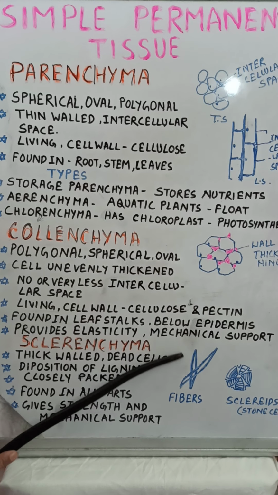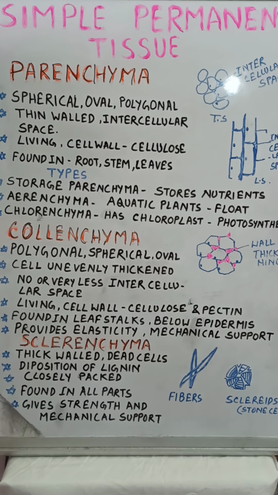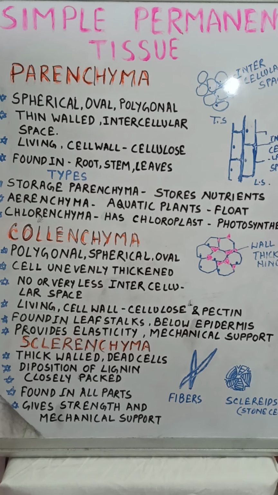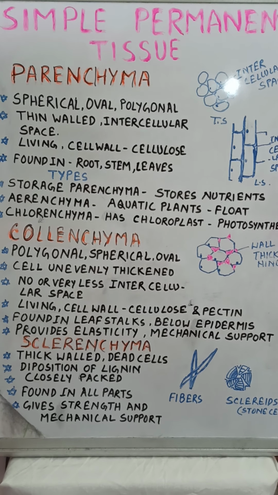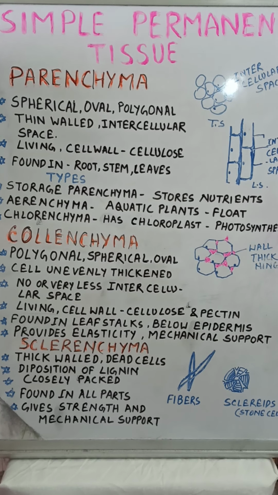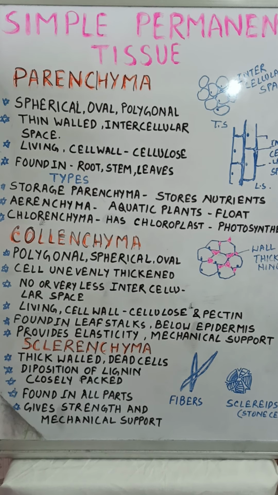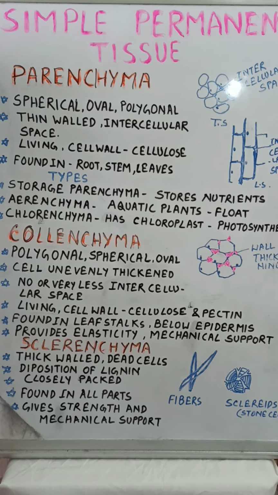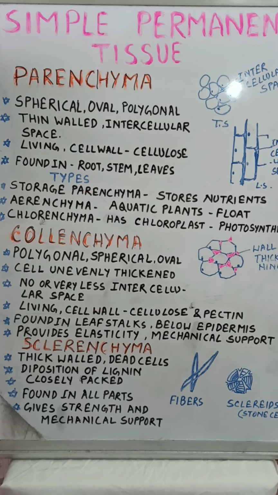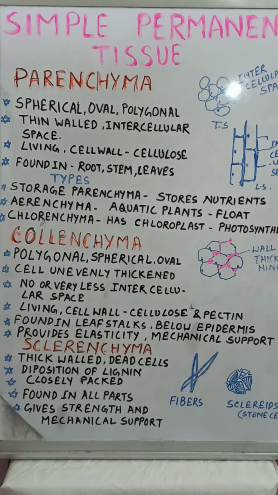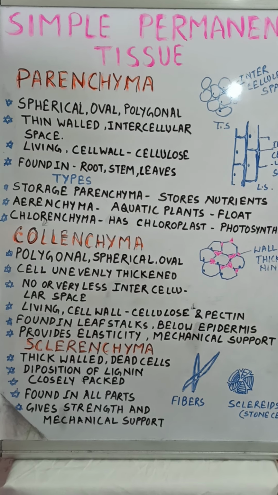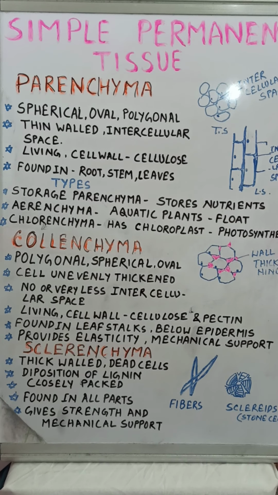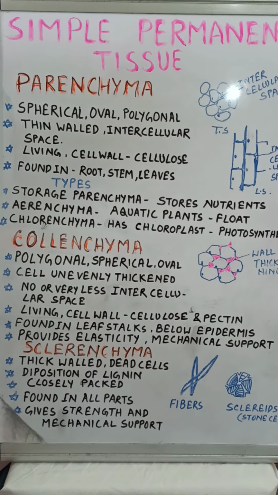Due to this deposition of lignin on the outer wall, the lumen, which means the inner space, is absent. And the sclerenchymatous cells are very closely packed, so they do not have any intercellular spaces. So sclerenchymatous cells are very compactly packed and they do not have any intercellular spaces.